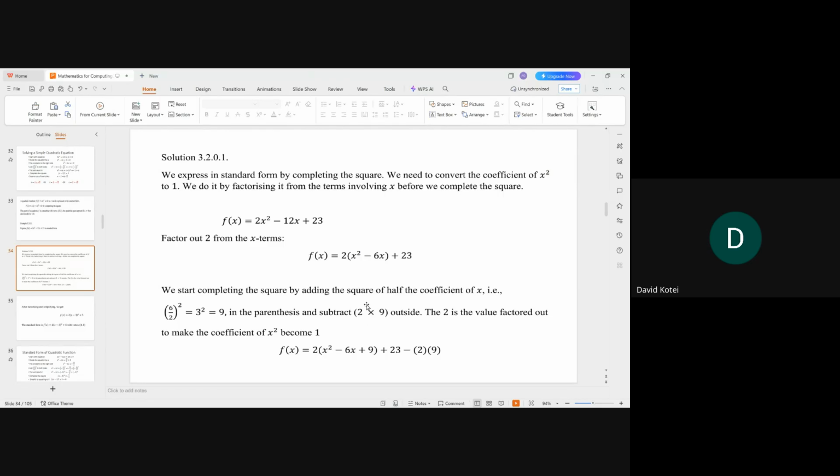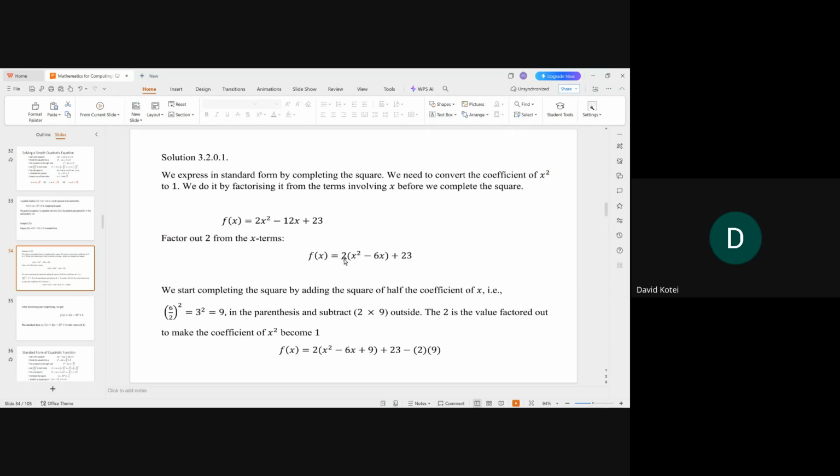Therefore, if you are to subtract the 9 from the 3, his method is a bit confusing. The one at the bottom. All right. So you realize that he said the 2 is the value factored out to make the coefficient of x squared become 1. So this 2 that came to multiply the b over 2 all squared is coming from this 2.